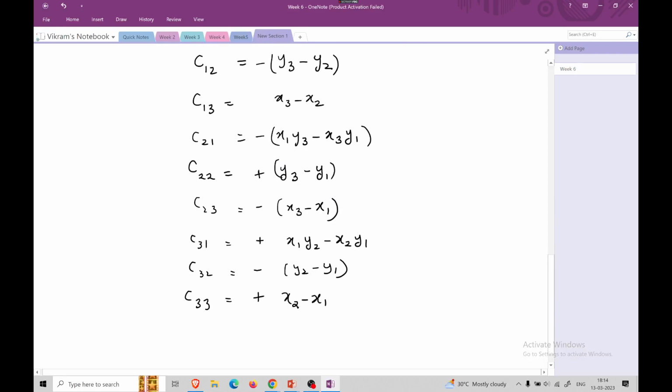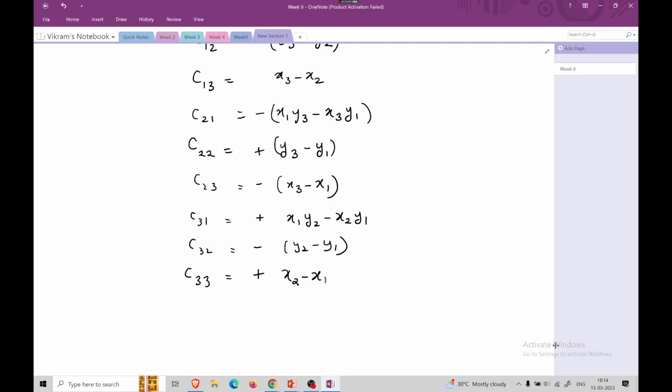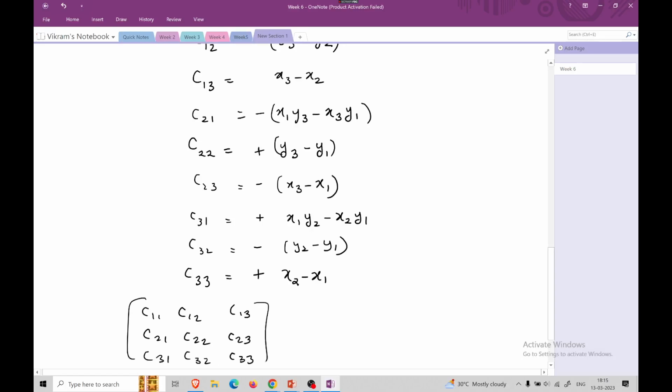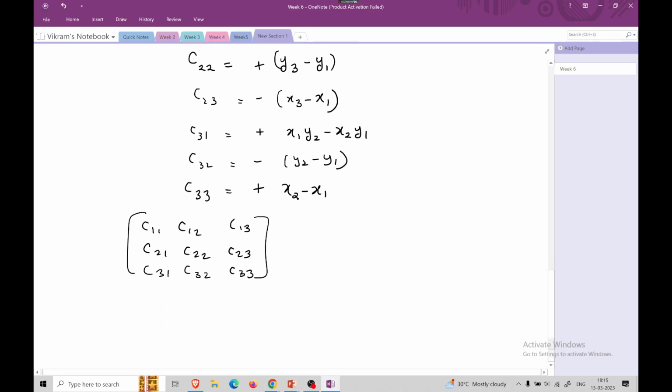Okay, so I can write this cofactor matrix. My cofactor matrix will be C11 and so on. So this will be my cofactor matrix. So what is my adjoint matrix? How will I get the adjoint? Yes, you have to transpose, which means it will become like this.